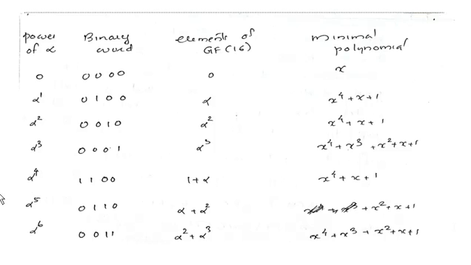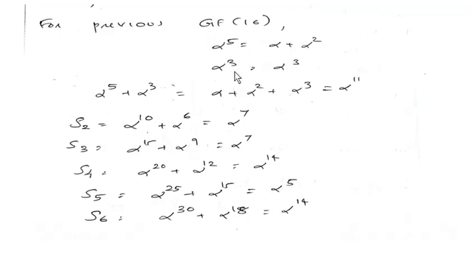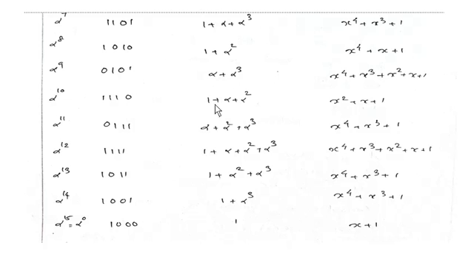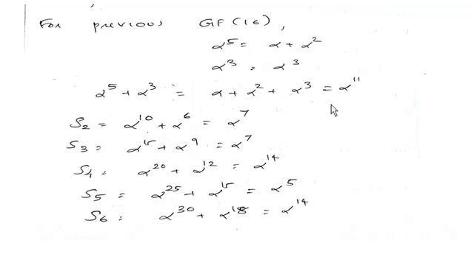Next we need to simplify alpha cube plus alpha raised to 5. For that purpose we need the power representation in Galois field of 16. For the primitive polynomial x raised to 4 plus x plus 1, we can see that alpha raised to 5 is alpha plus alpha square and alpha cube is alpha cube itself. So alpha raised to 5 plus alpha cube is alpha plus alpha square plus alpha cube, which is alpha raised to 11. So we can write S1 as alpha raised to 11. This way we can find S1.